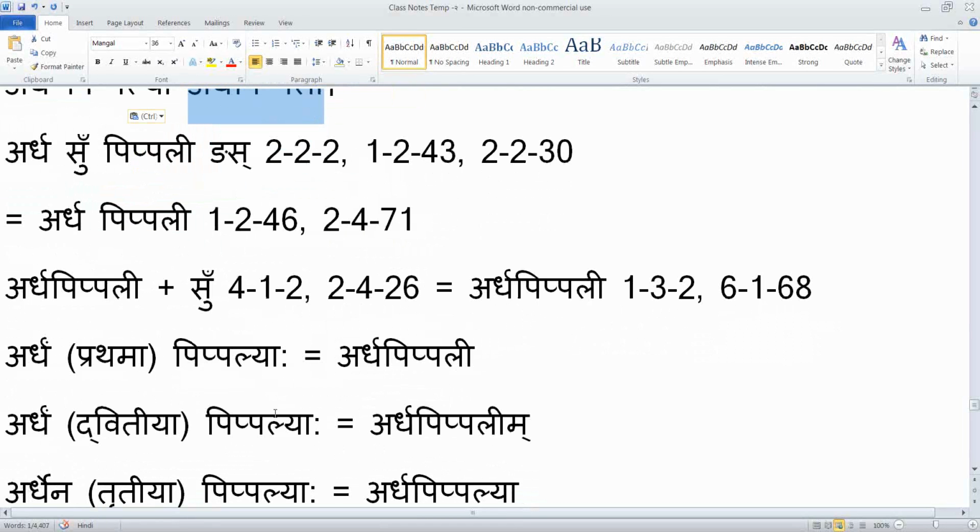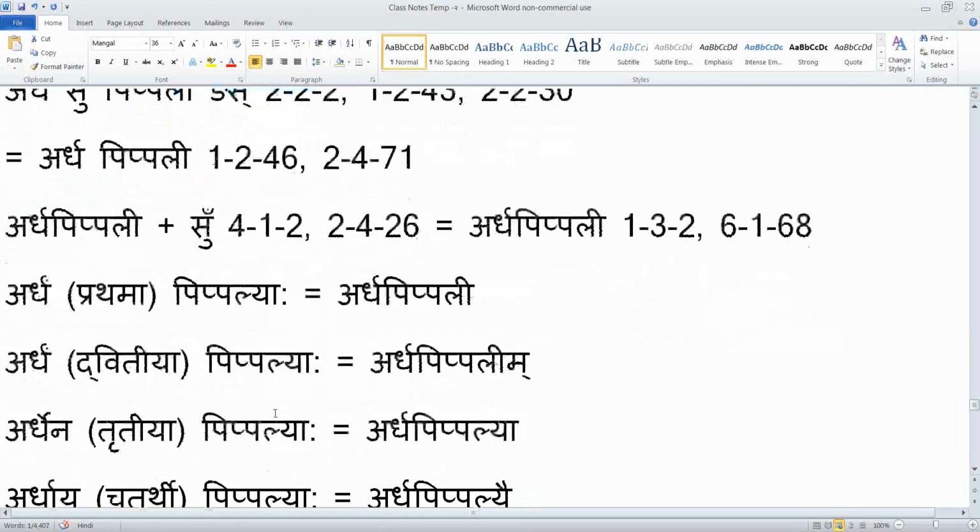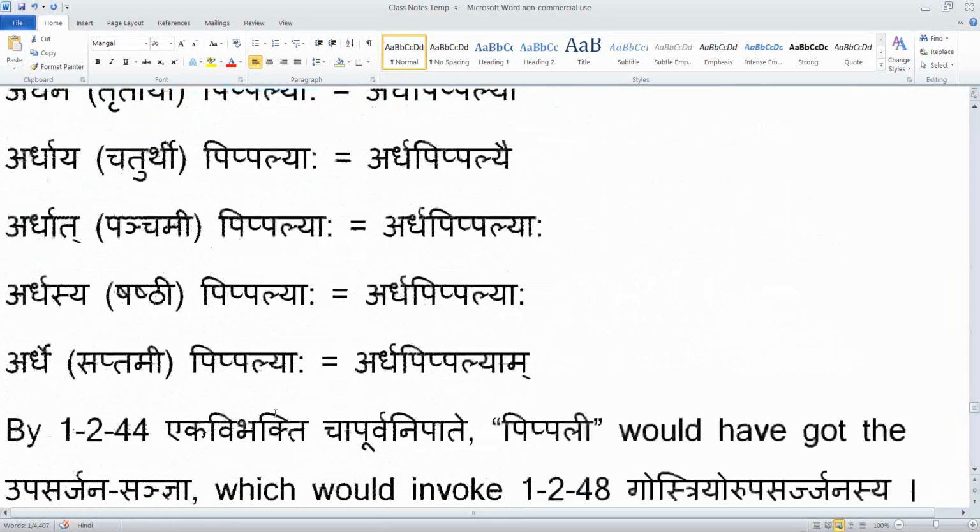Then the constant one will also get the upasajana sanya by 1244, eka vibhakti cha apurvanipate. But that sanya cannot be used for doing purvanipata. So 1244 is saying that if you apply various vibhaktis to the samastam padam, so we got the samasa ardha pippali, when we take ardha pippali, prathama, dvitiya, tritiya, chaturthi, and make the laukika vigraha vakyam, we see what all happens over there.